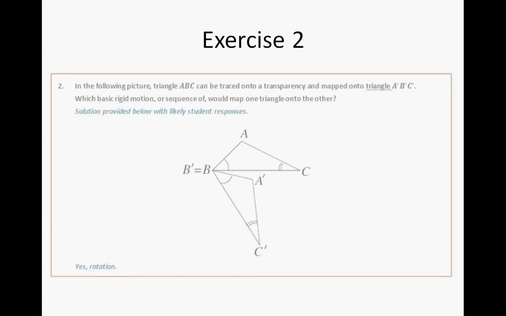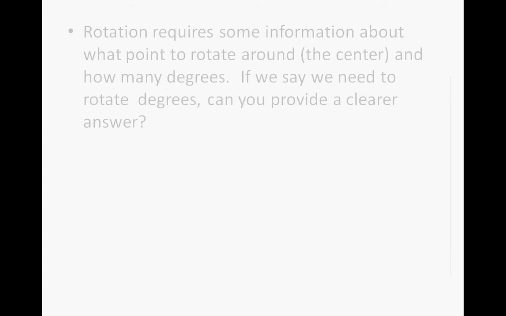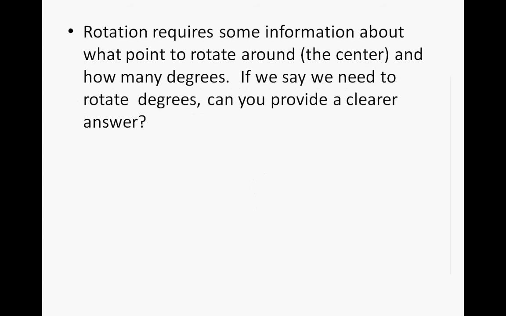All right, for exercise 2, you should have said that the response would be a rotation. So to map A prime, B prime, C prime onto ABC would require a rotation. Rotation requires some information about what point to rotate around, the center, and how many degrees. If we say we need to rotate some degrees, can you provide a clear answer?